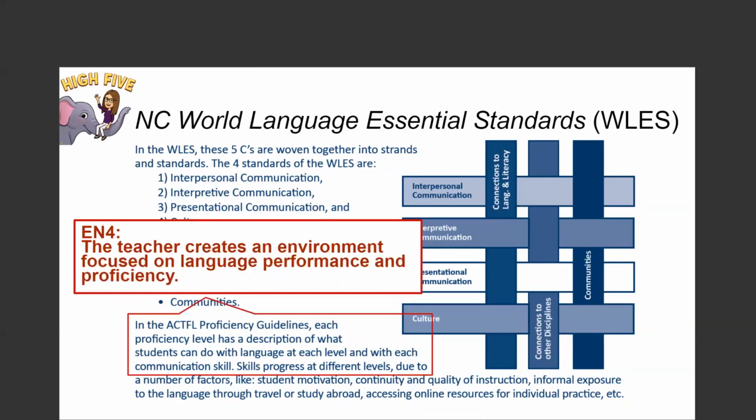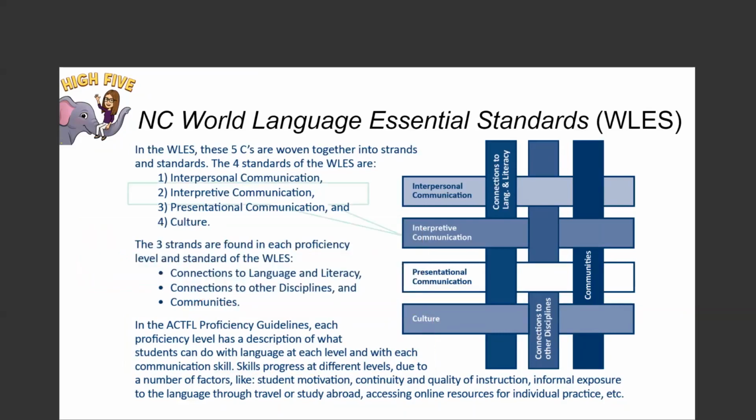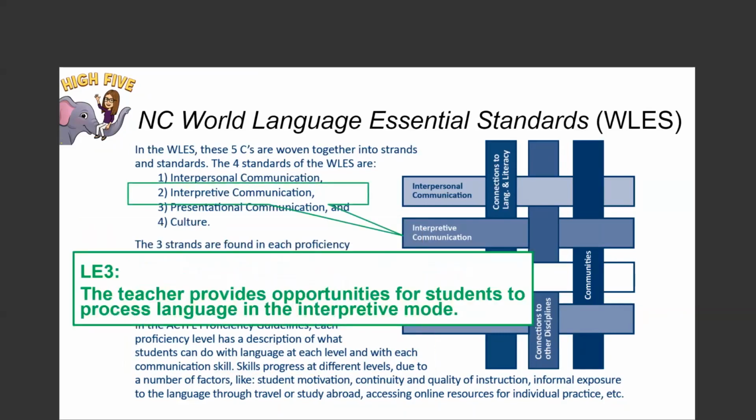So that first one we talked about, EN4, about creating an environment focused on language performance and proficiency, is covered in our administrator guides with a little discussion about the ACTFL proficiency guidelines and how each proficiency level has its own description of what students can do with language at each level and with each type of communication that they're working on. LE3 is the one that speaks to the interpretive mode of communication, which is our second standard in the North Carolina Essential Standards. And you see here where it's listed, but also how it links in.